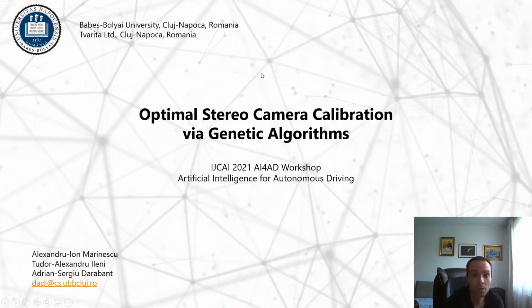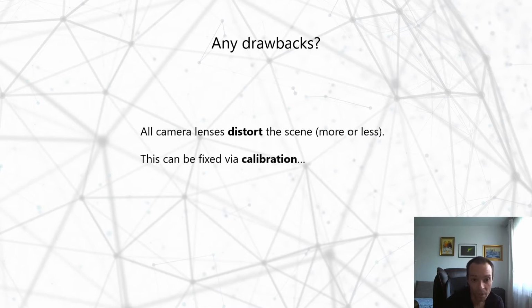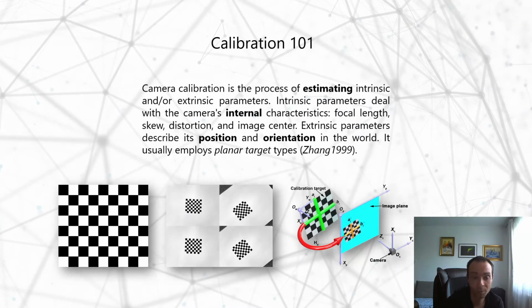I'm from the Babeș-Bolyai University of Cluj-Napoca, Romania, and we'll be briefly discussing our recent paper entitled Optimal Stereo Camera Calibration via Genetic Algorithms. The question often arises whether we can instruct a computer to measure real-world 3D distances, and the answer is yes, out of which the most cost-effective solution would be to equip it with a stereo camera system. This has some limitations because all camera lenses exhibit some form of distortion, but can be alleviated via a process known as camera calibration.